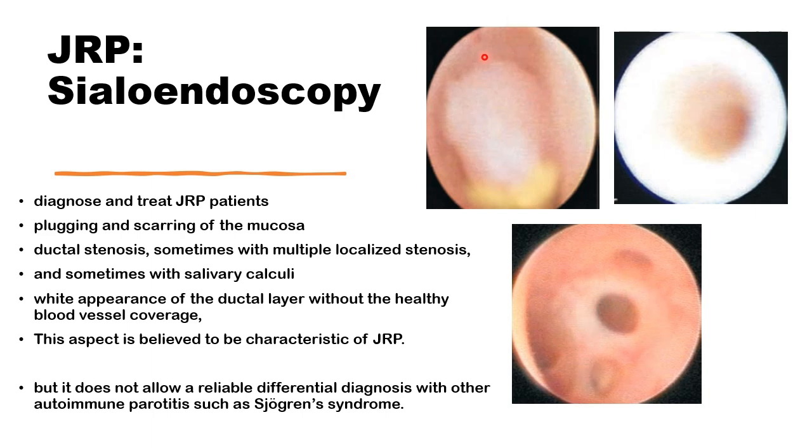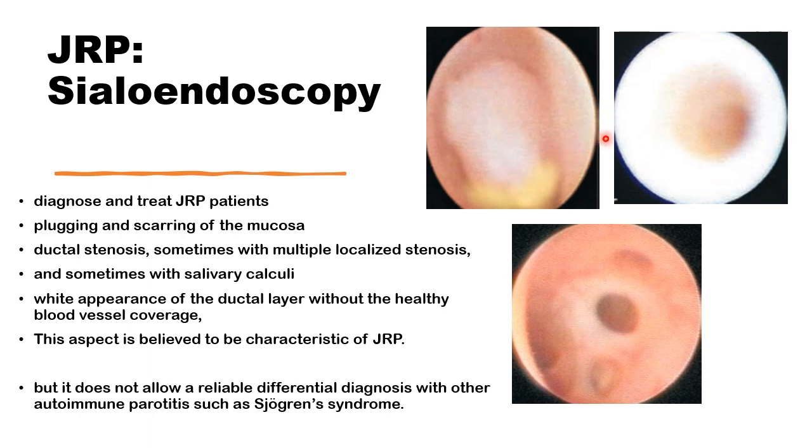You can see mucus plugs inside the ducts and scar tissue in the mucosa, but the characteristic appearance would be this whitish lining of the inside of the duct due to the squamous metaplasia of the repeatedly inflamed duct surface, and you can no longer see through the thin epithelium the blood vessels underlying the duct lining. This whitish appearance of the duct is considered by some a characteristic feature of the disease.